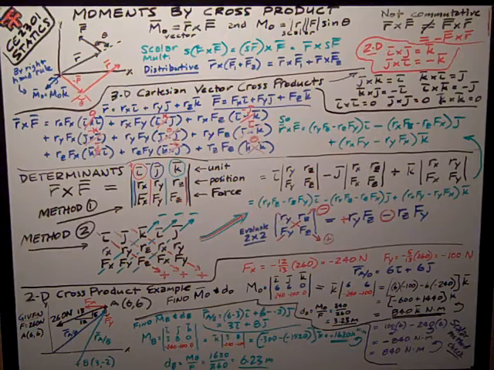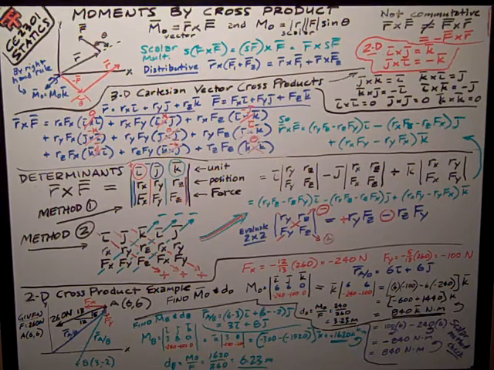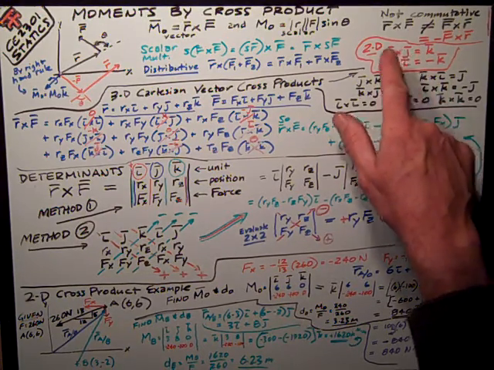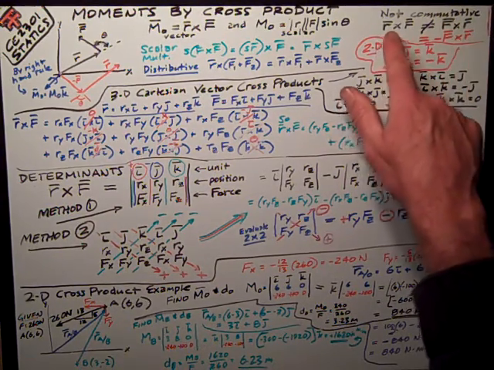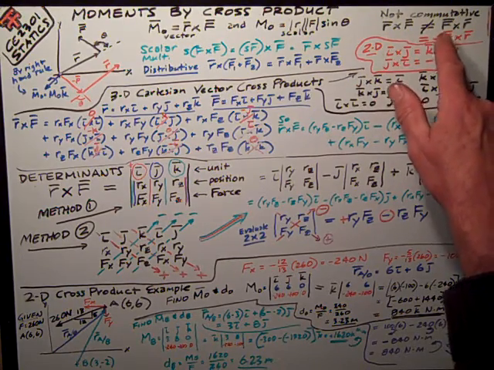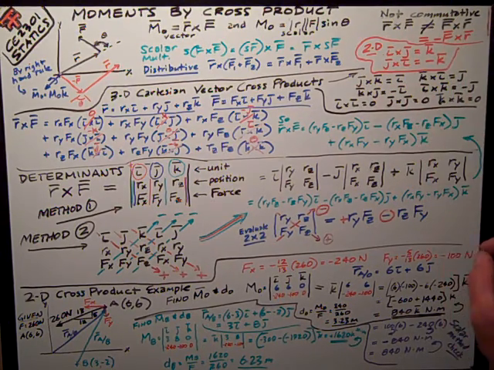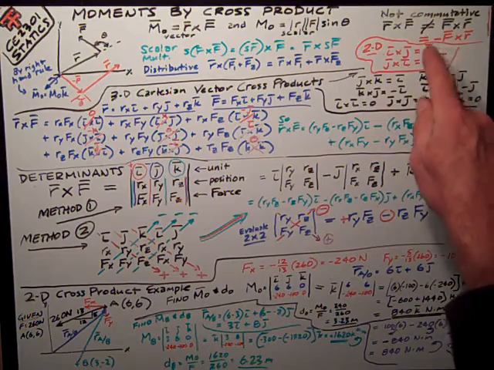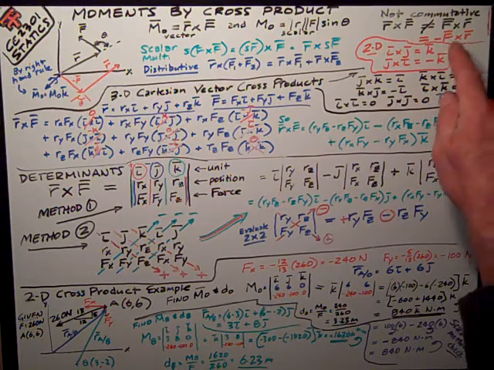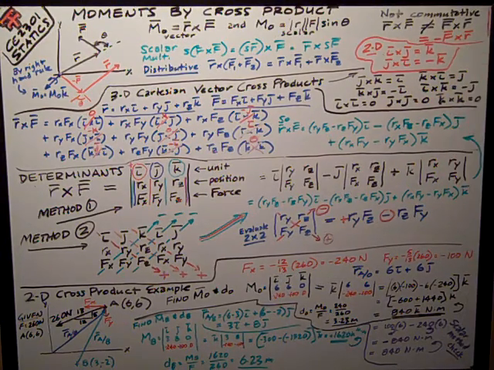Okay, we have to go back and talk about a few of the properties of cross products. First, it is not commutative. R cross F is not equal to F cross R. It is equal to negative F, the vector, cross with R.